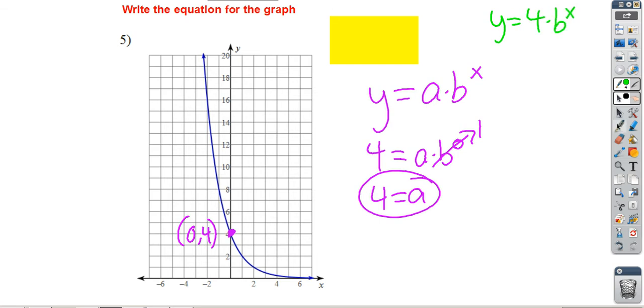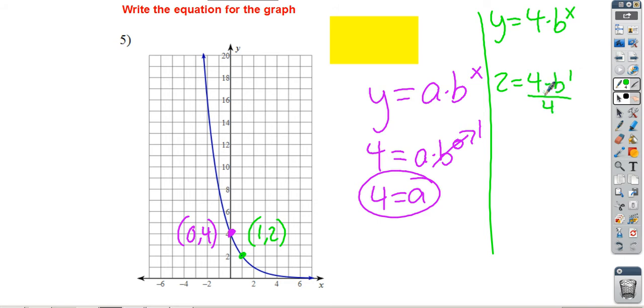And we need a second point. It looks like this is another point right there. That's the point 1, 2. So we'll plug in 2 for y. We know that a is 4. We don't know b, but we know x is 1. So we'll divide this by 4, we'll divide this by 4. We get b is equal to 2 over 4, or 1/2.